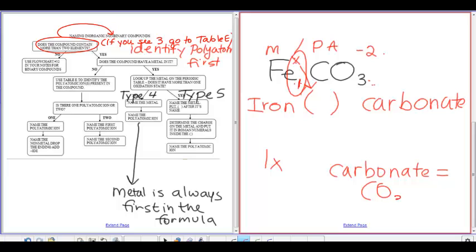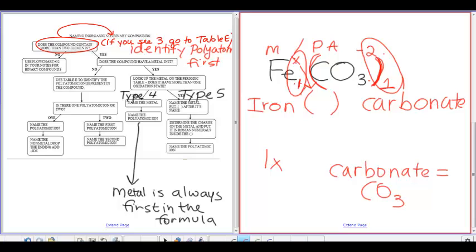That's what makes one carbonate, right? It's a CO3. So if your polyatomic is not in parentheses with a little number outside the parentheses, that means you only have one of it. What I recommend you do is put your polyatomic in parentheses if they're not there, and put a 1 outside of it. And then it's this times this, okay?